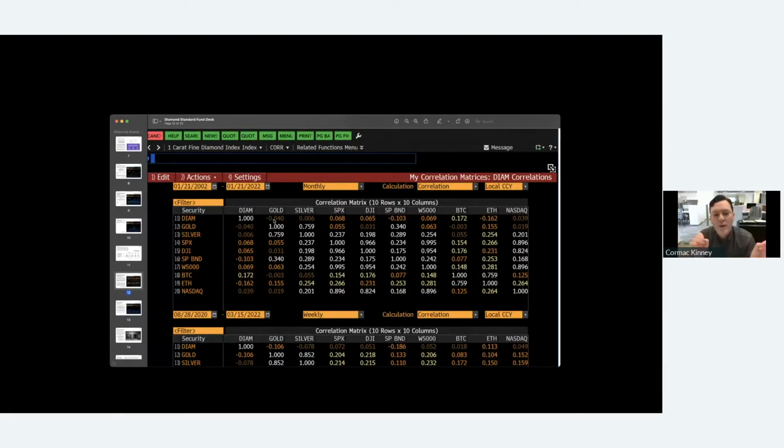Over the last 20 years, diamonds have been 0.04 correlated to gold, to silver. That's incredible. A 0.0 correlation to stocks, a 0.1 correlation to bonds. Actually, diamonds have been most correlated to Bitcoin over the last 20 years, although Bitcoin hasn't been around that long.